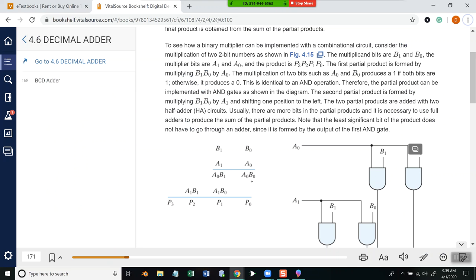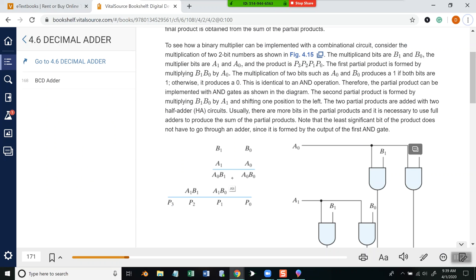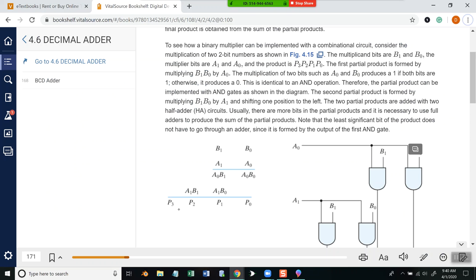Now, this part right here is A0, B0, A0, B1. That's just to indicate when we're multiplying together. A0, B1, A1, B0. This is A1, B0. And this one is A1, B1. And that's where they get this notation from. And then they label each one of these.